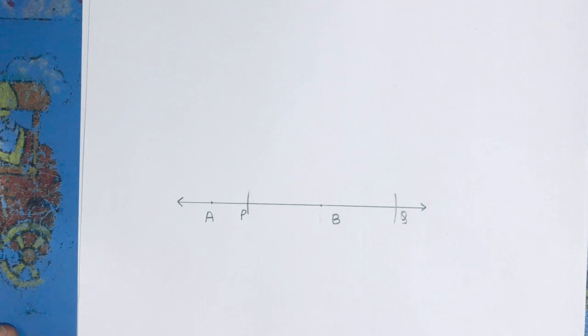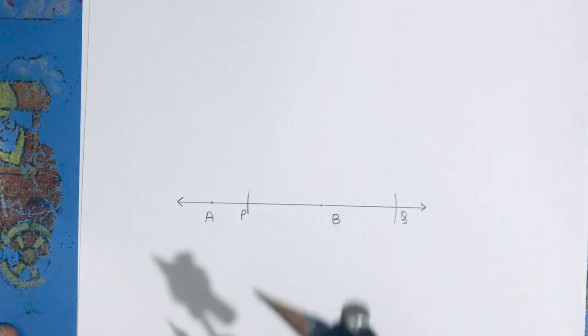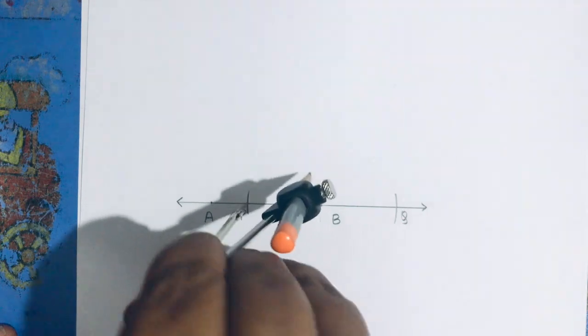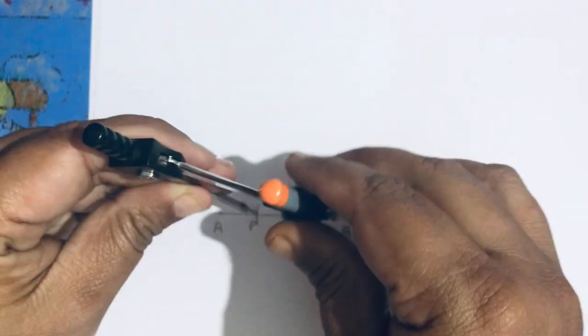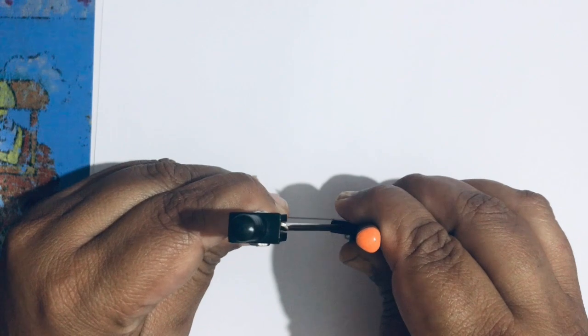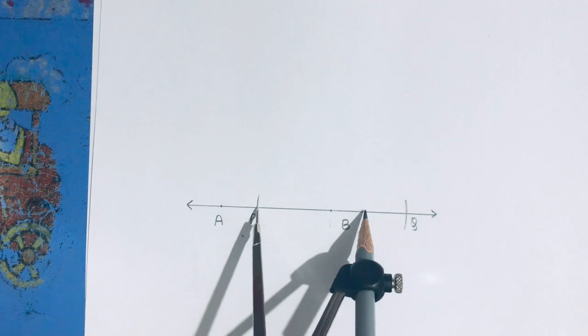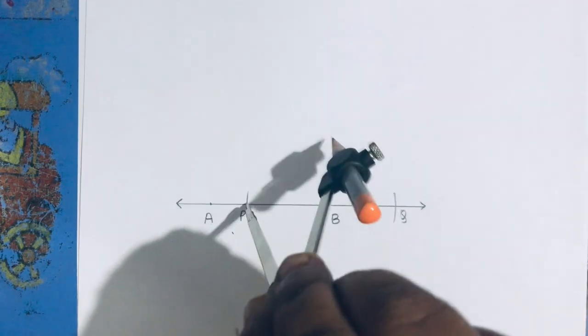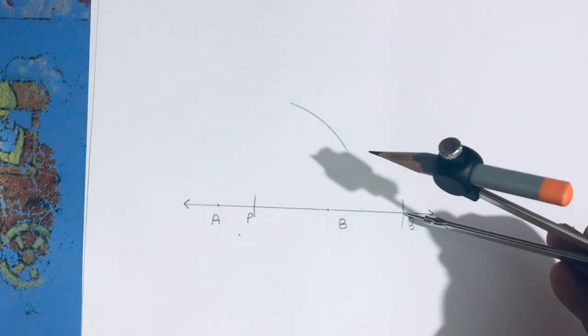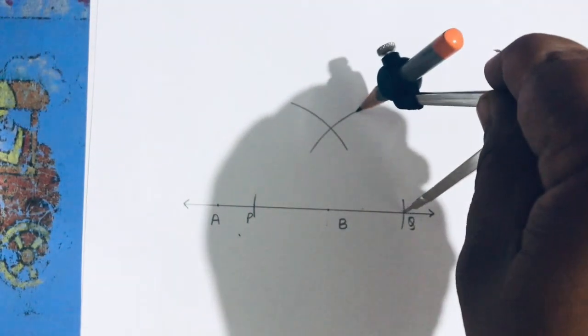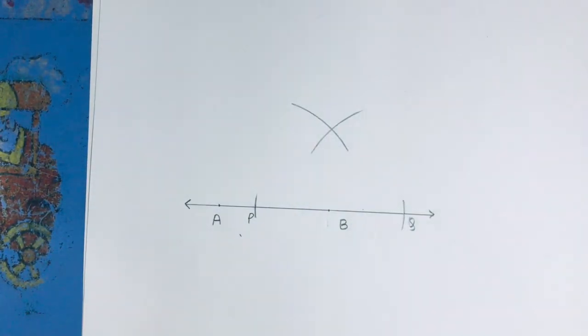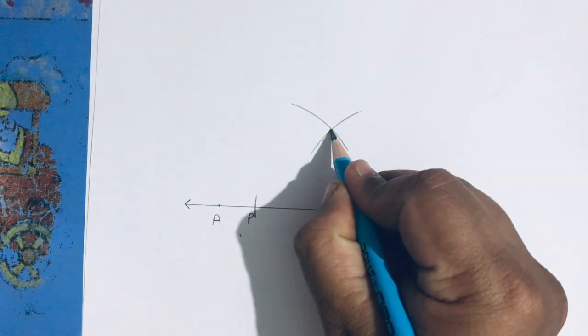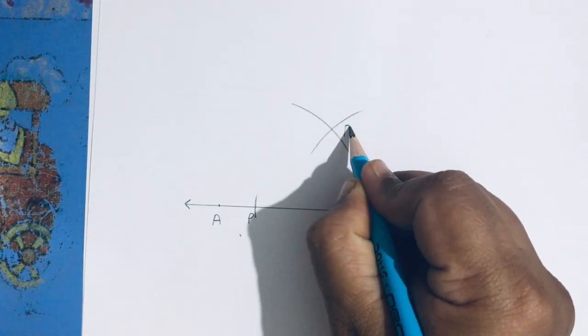Place the compass point at point P, taking more than half distance of this segment PQ. You need to take more than half distance of segment PQ. Draw arc. Now keep the steel point at point Q. Draw another arc. Name this intersecting point as R.